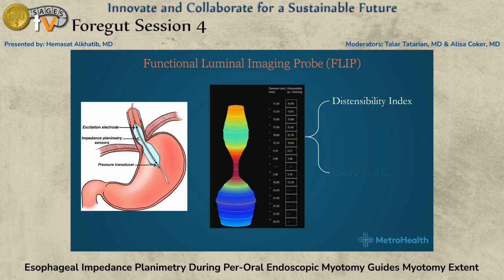There are two main values that are most commonly studied: the diameter and the distensibility index. The distensibility index is basically a surrogate for compliance. So if your sphincter is tight, which you can see here on the hourglass shape with warmer colors, that usually means that it's less compliant. And in patients with achalasia, that's what you would expect to see.